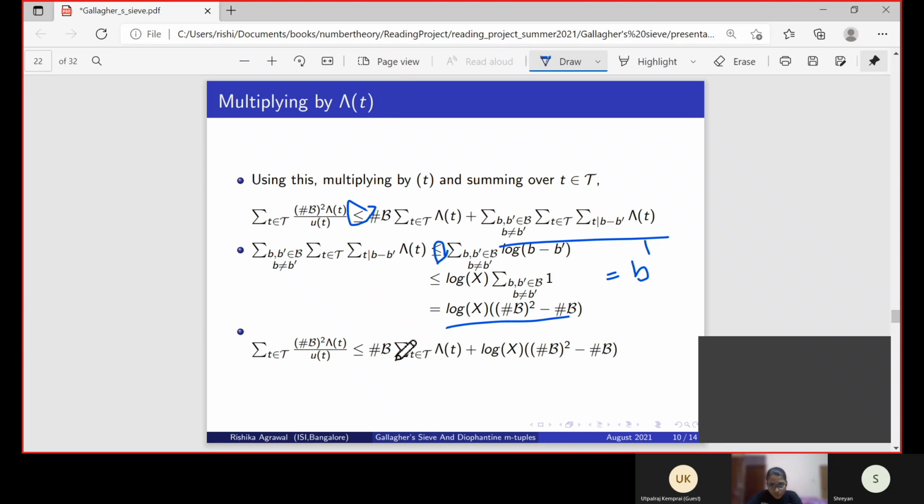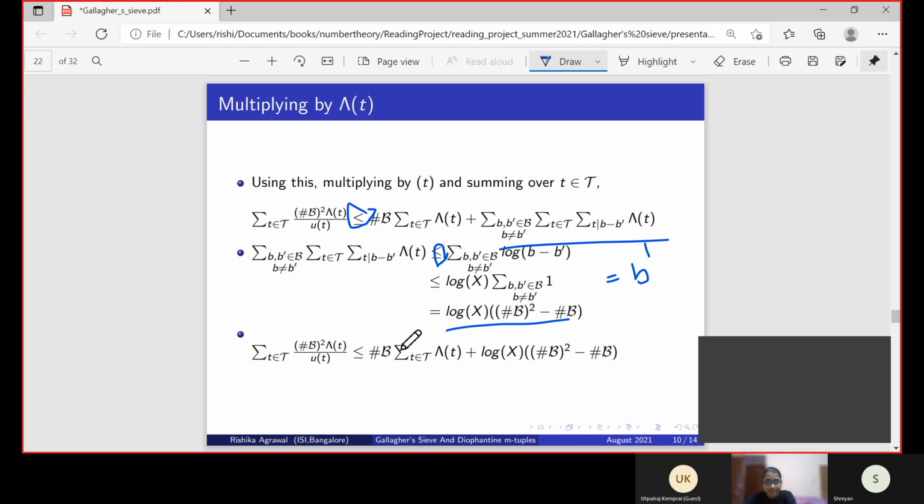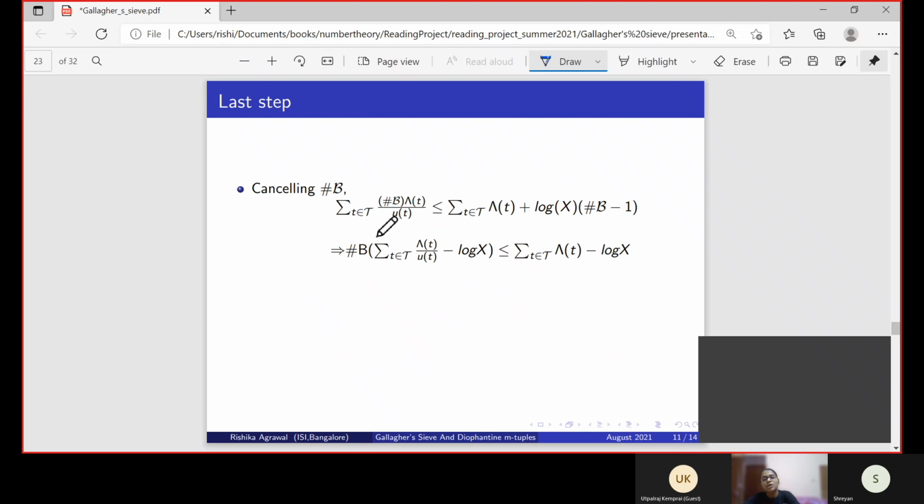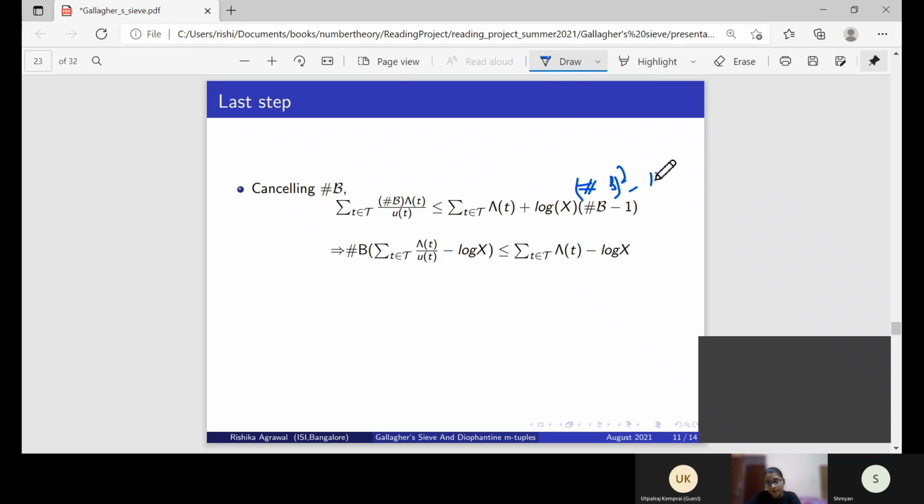Okay, so as we can see, every term has size of b common in it. So we can cancel that size of b from every term, and that would give us summation t belonging to T size of b into lambda t over ut, and this is less than or equal to summation t belonging to T lambda t plus log of x into size of b minus 1, because this was size of b whole squared minus size of b. So taking out size of b common, this would be left as size of b minus 1.